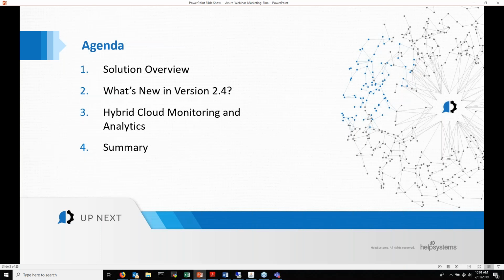Our agenda for today is I'm going to start off by doing a quick overview of what our solution is. We'll talk a little bit about what's new in version 2.4, and then we'll spend some time discussing hybrid cloud monitoring and analytics, and then we'll follow up with a summary and questions. If you happen to have questions, add those to the questions area on the control panel for the GoToMeeting, and we'll answer those at the end.